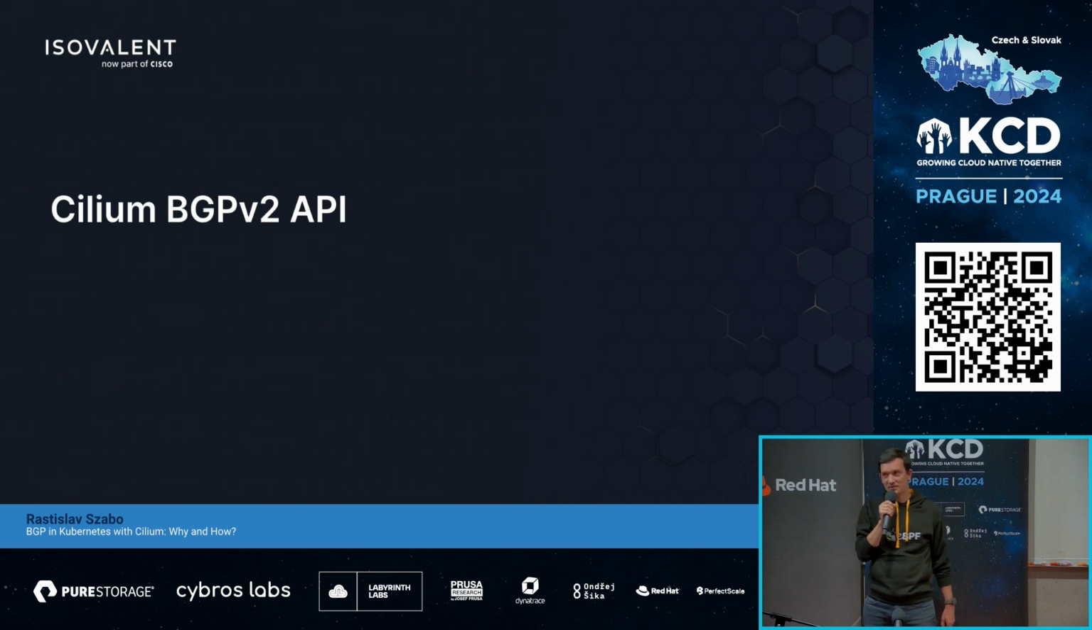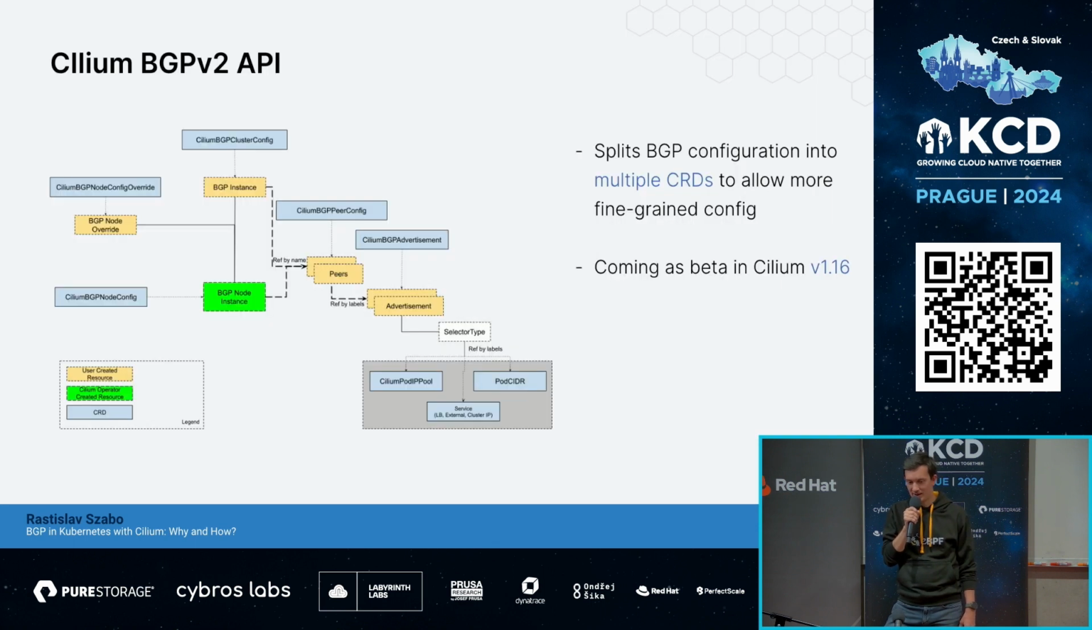Okay, so what I have just shown you was what we call BGP v1 API. That's the BGP Control Plane API that you would find in Cilium, in the latest Cilium version right now. But in the upcoming Cilium version, we will actually introduce a new BGP API that we call BGP v2. And we are making it a little bit more complex. It will no longer be just a single CRD. This time, there will be 4 CRDs, user-facing CRDs.